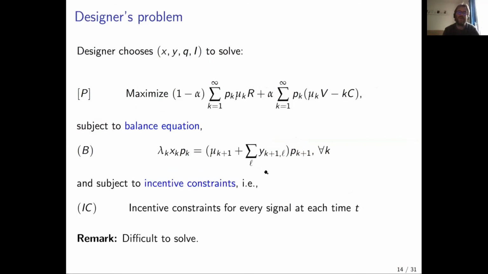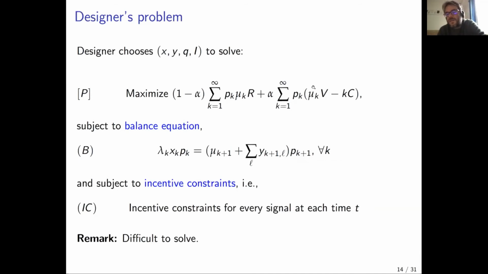Slightly more formally, this is the objective of the designer. He puts a weight 1 minus alpha on the expected flow payoff of the service provider. Pk is the likelihood of state k at the invariant distribution. Mu k is the service rate, the rate at which service occurs when you have k agents in the queue. And R is the flow payoff whenever service occurs. So this is the expected flow payoff of the service provider. And there's a weight alpha on the expected total flow payoffs of individuals in the queue. And Pk again is the mass put by the invariant distribution on the queue length being k.